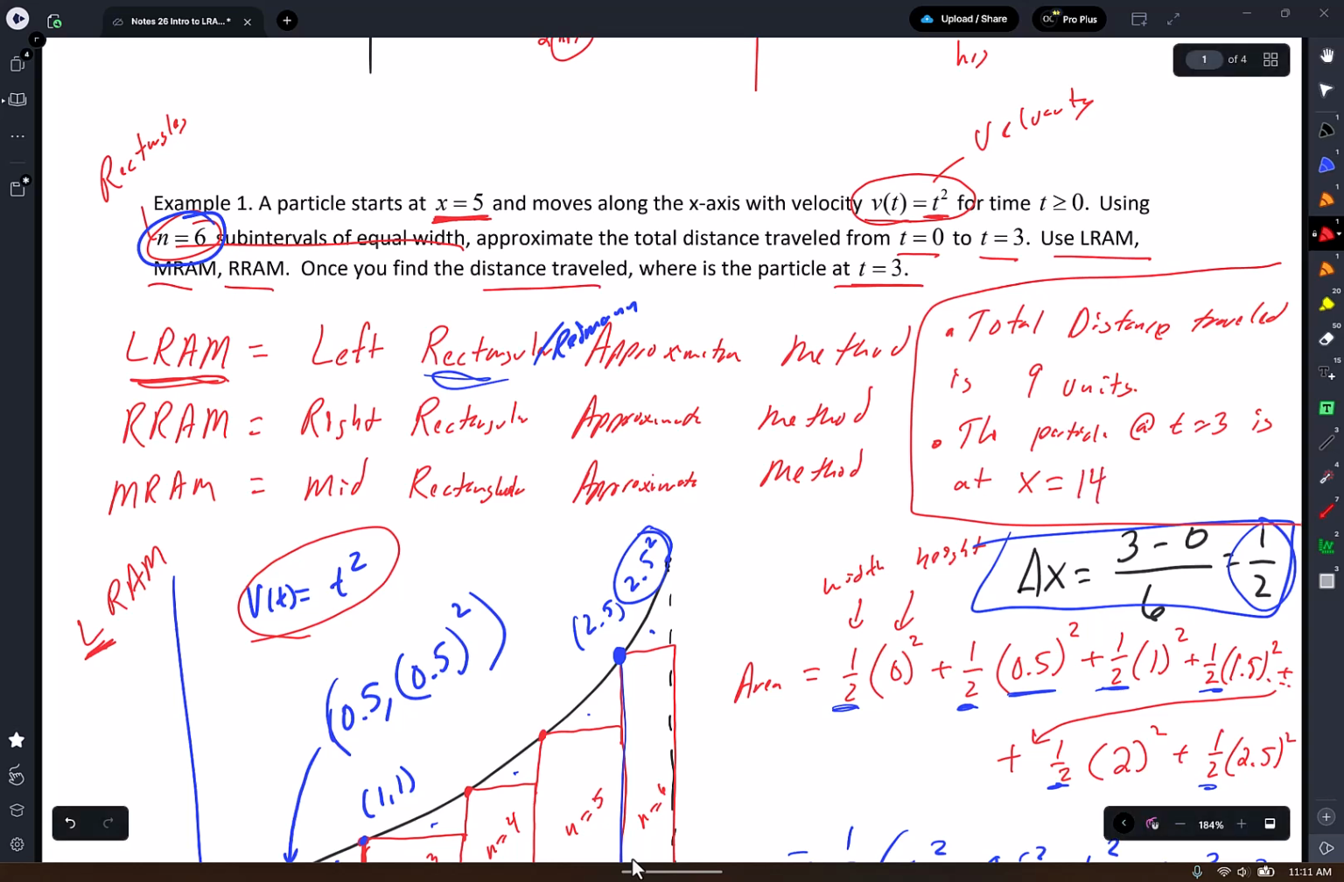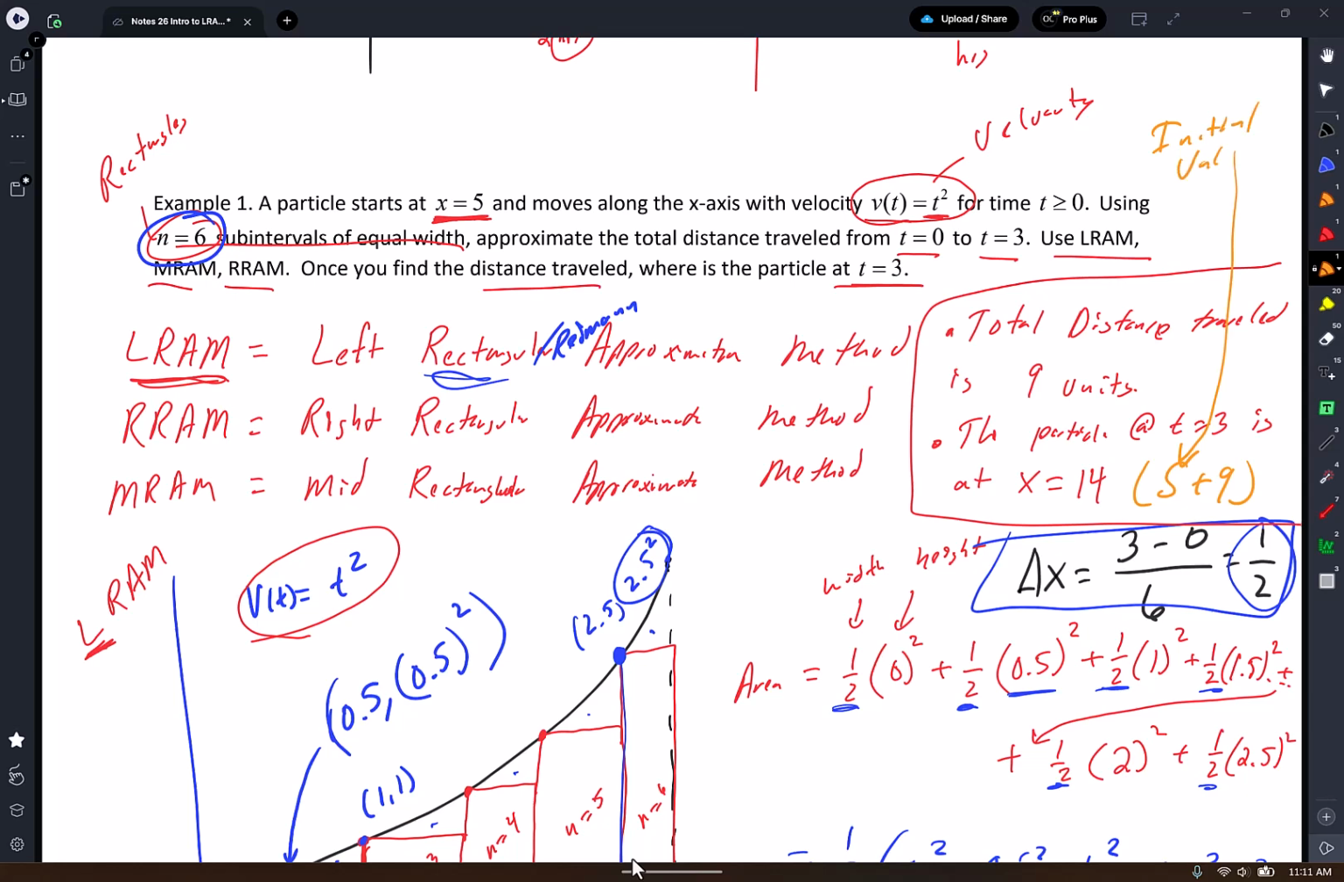And I'll put in parentheses how we got it. 5 plus 9. And for you physics people, that 5 is the initial value, and that 9 is the distance.